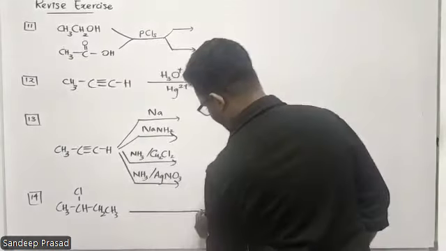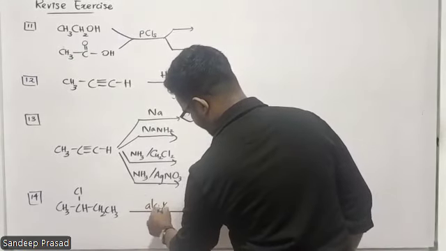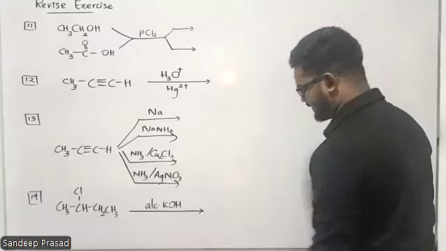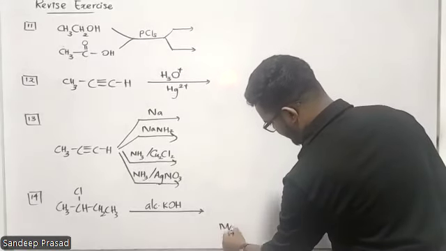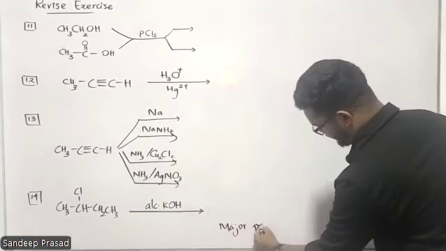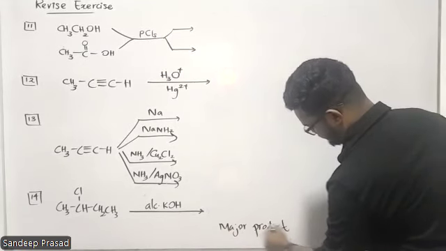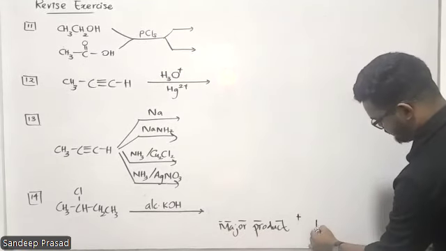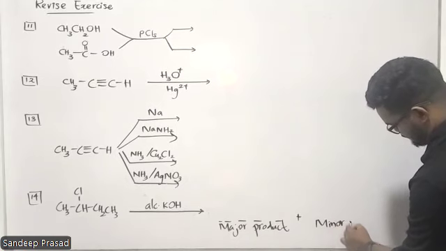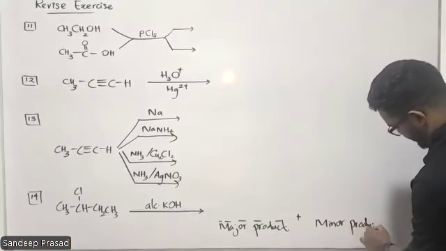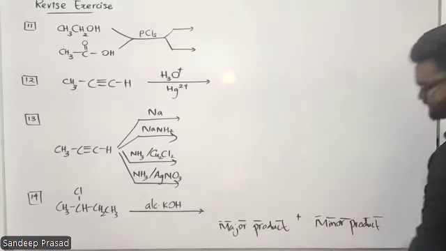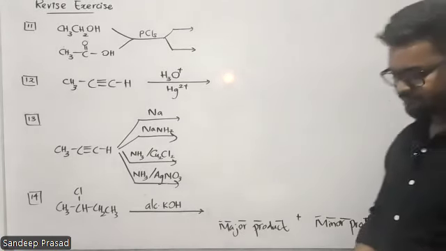Alkyl halides are reacting with alcoholic KOH. So here I'm expecting from you the major product and the minor product both. Major product, minor product. Okay.